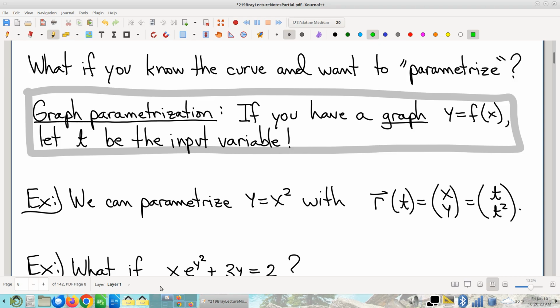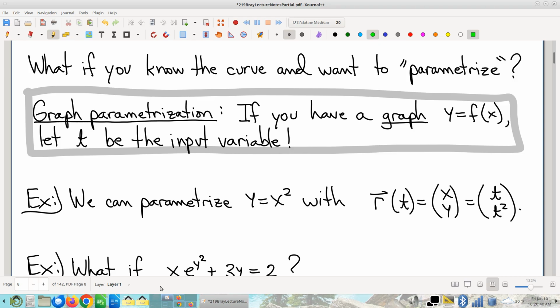It might be hard to write an equation for it, or it might be hard to describe it in some other way. It may not be possible to write it as a graph, for example, of some function. So it's another way to associate algebra to a curve.